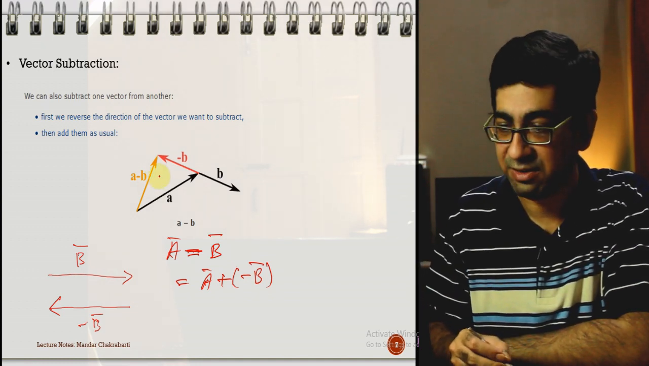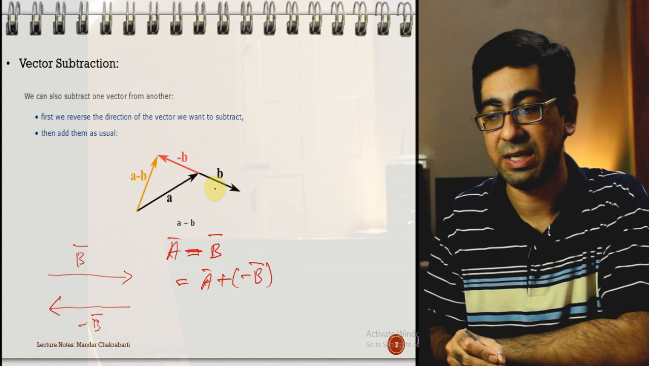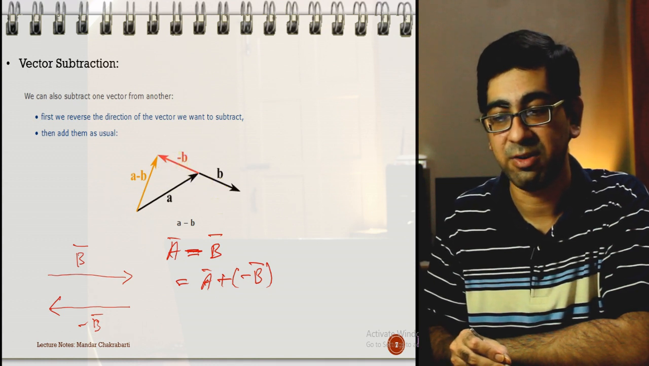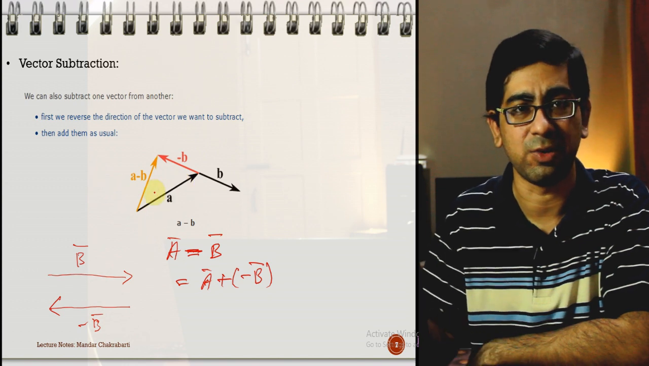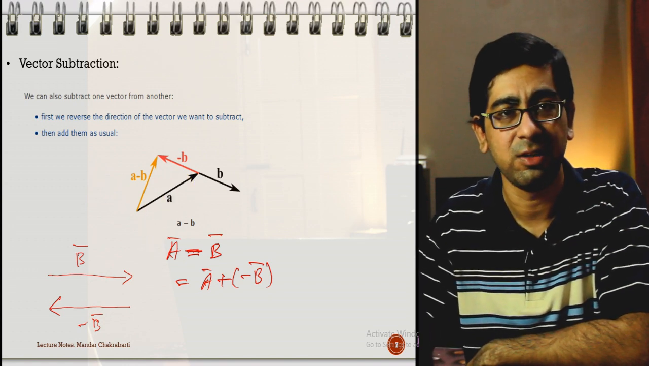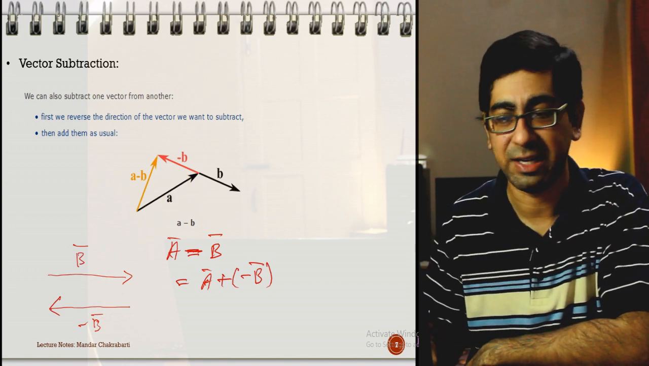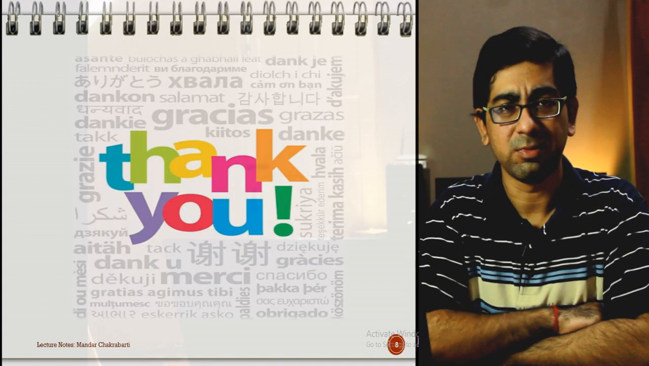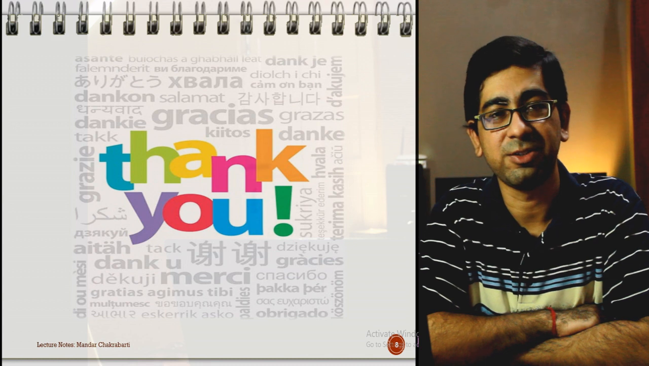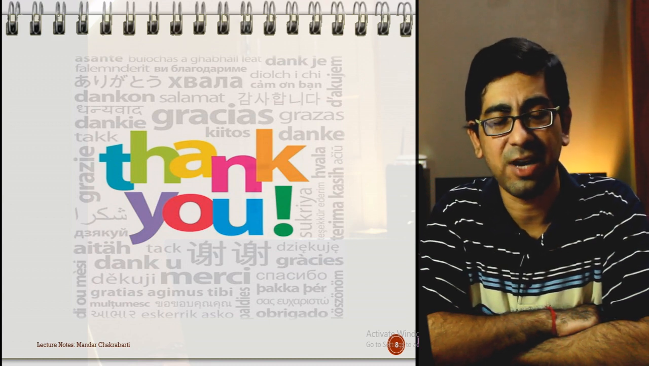So if you have any vector like this, vector B, then you invert it in the opposite direction and then you approach the head to tail method, and that gives you the result of A minus B. Alright, so that was a quick recapitulation of vector addition and vector subtraction.